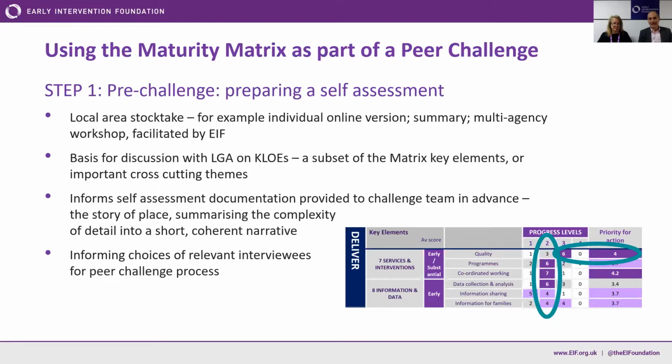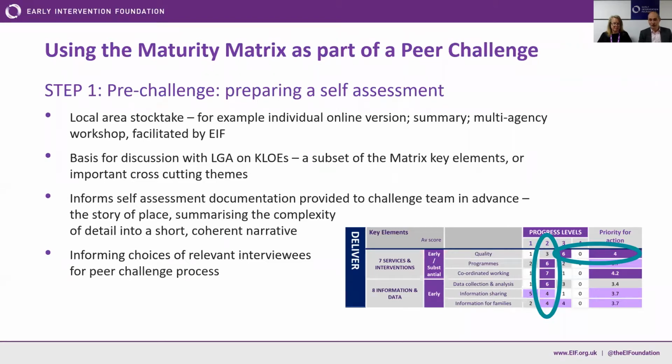Once they have had that discussion and identified priorities and thought about their key lines of inquiry locally, they use that as the basis for discussion with the LGA on where they want to focus the peer challenge. It's just important to be clear that the idea isn't that they focus on everything in the maturity matrix, or indeed that the peer challenge team goes through the matrix step by step with the local area. The matrix is a tool to help a local area prioritize.